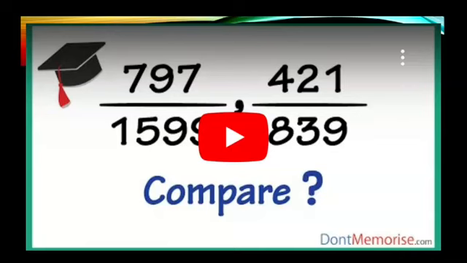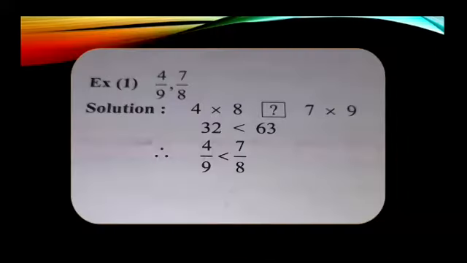So, dear children, this was just for your information and to understand the comparison of ratios. Example 1 on page 62 of your textbook. Question 1: 4 upon 9 and 7 upon 8. We need to compare which is bigger or which is smaller. Let's find.